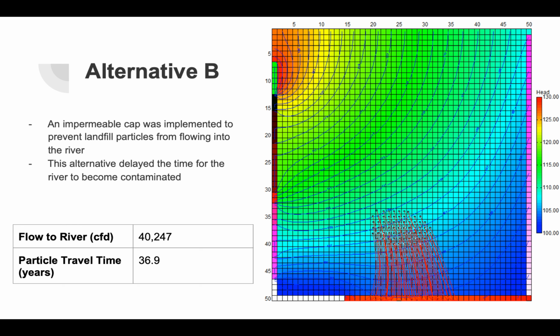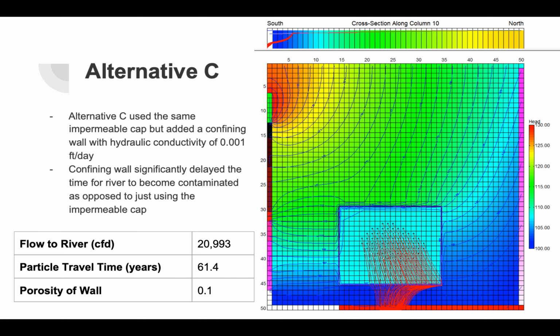So for alternative B, which is our first alternative, we decided to try an impermeable cap over the landfill area. Basically, that was a cap that prevented recharge to the area, which decreased the flow from the landfill to the river. You can see that by the increase in the particle travel time, with also a decrease in the flow of the river because there was less flow coming from the landfill. The only issue with this is that all of the particles still reach the river, so we did not achieve our goal with just the cap.